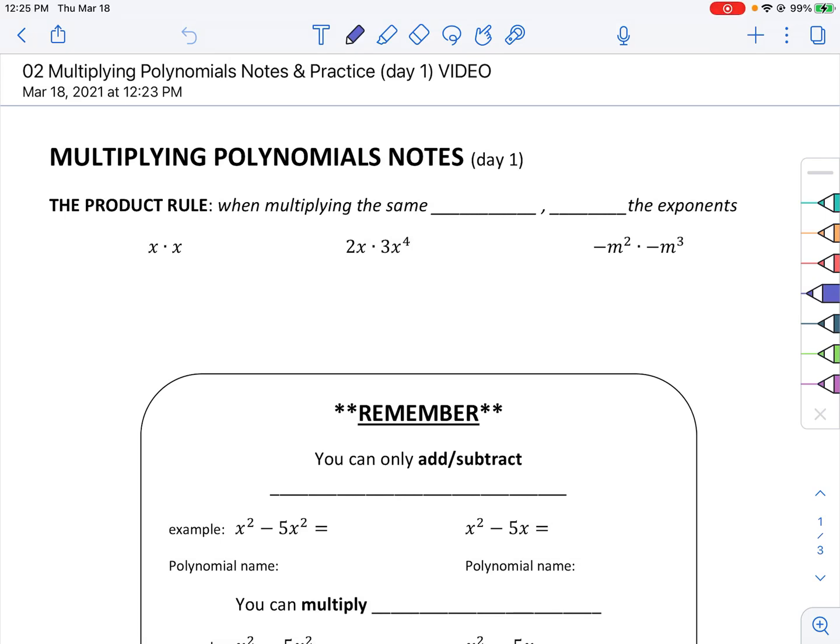Alright, today we're taking a look at multiplying polynomials. This is really basic multiplying polynomials, where we're just multiplying a polynomial by one term. So, let's review the product rule to start.